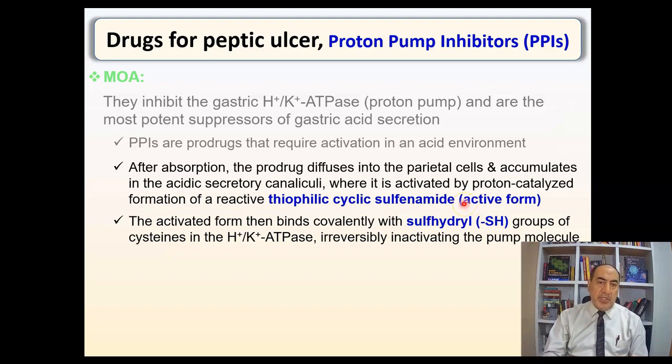This is the structure itself. This activated sulfonamide form binds covalently with the SH groups of the enzyme, the proton potassium pump. The sulfur-containing amino acids include cysteine, right? Cysteine contains an SH group. So it can bind to the cysteine in this protein, the proton potassium ATPase, and irreversibly inactivate this enzyme.